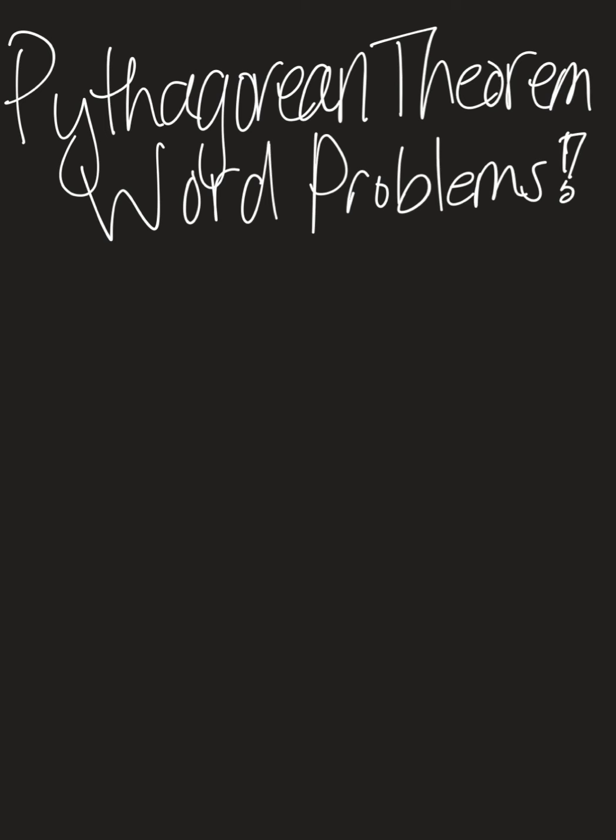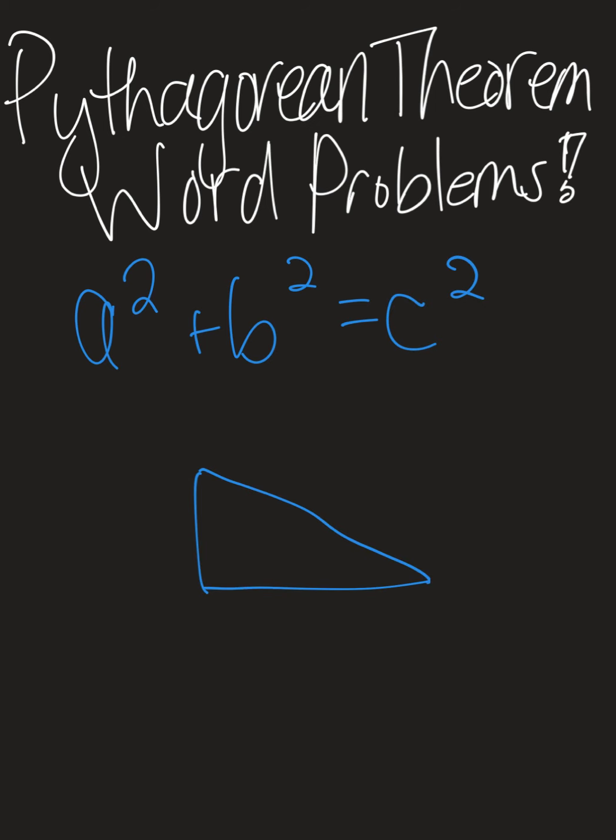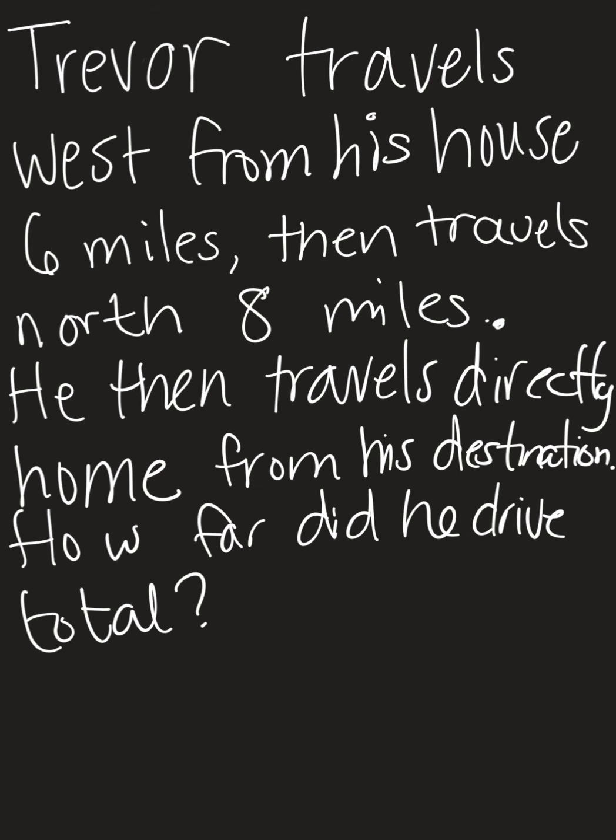In this lesson, we are discussing Pythagorean theorem word problems. So, just a quick reminder, we have the Pythagorean theorem, which is a squared plus b squared equals c squared, where a and b are the legs, and c is always the hypotenuse, which is directly across from the right angle.